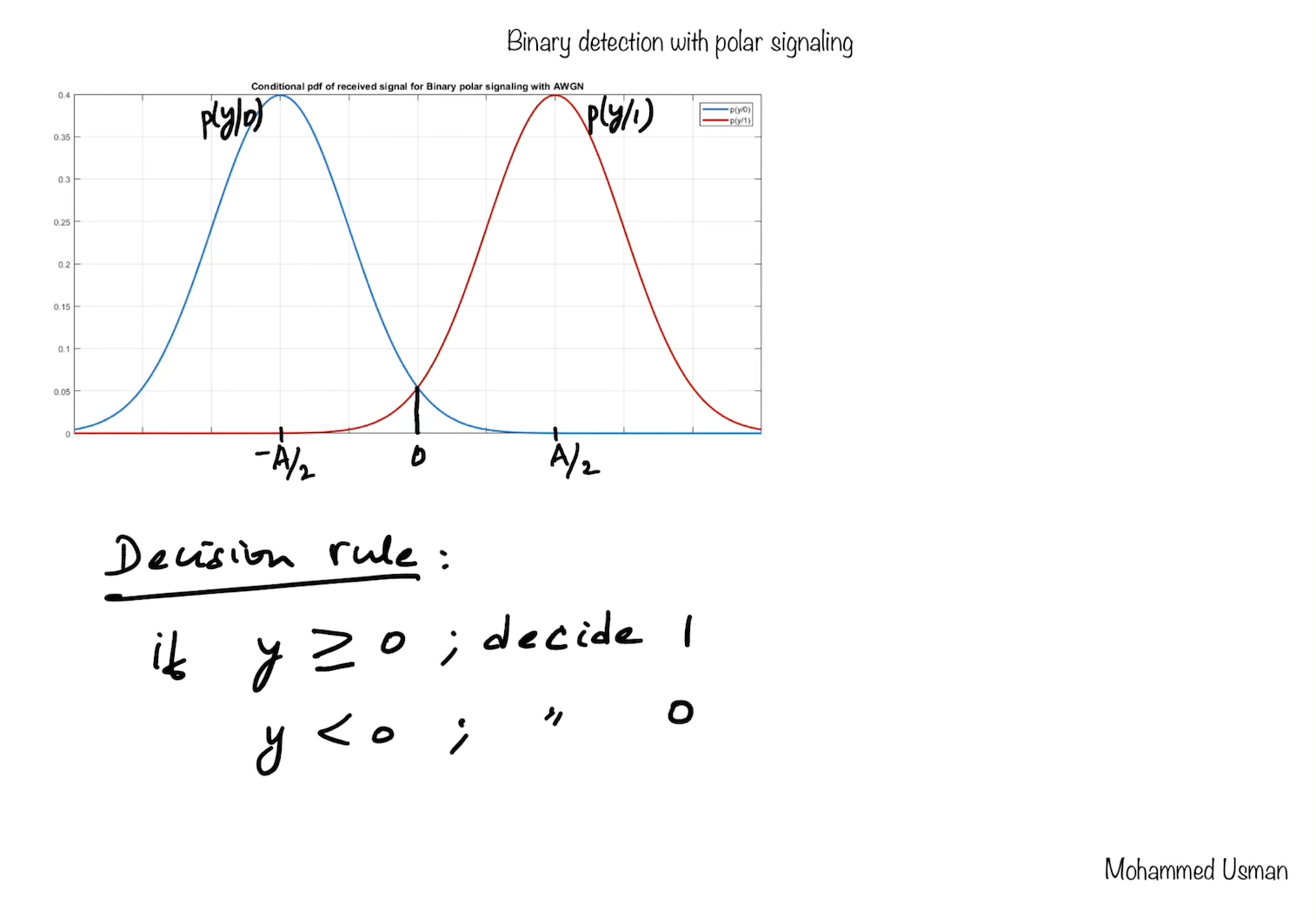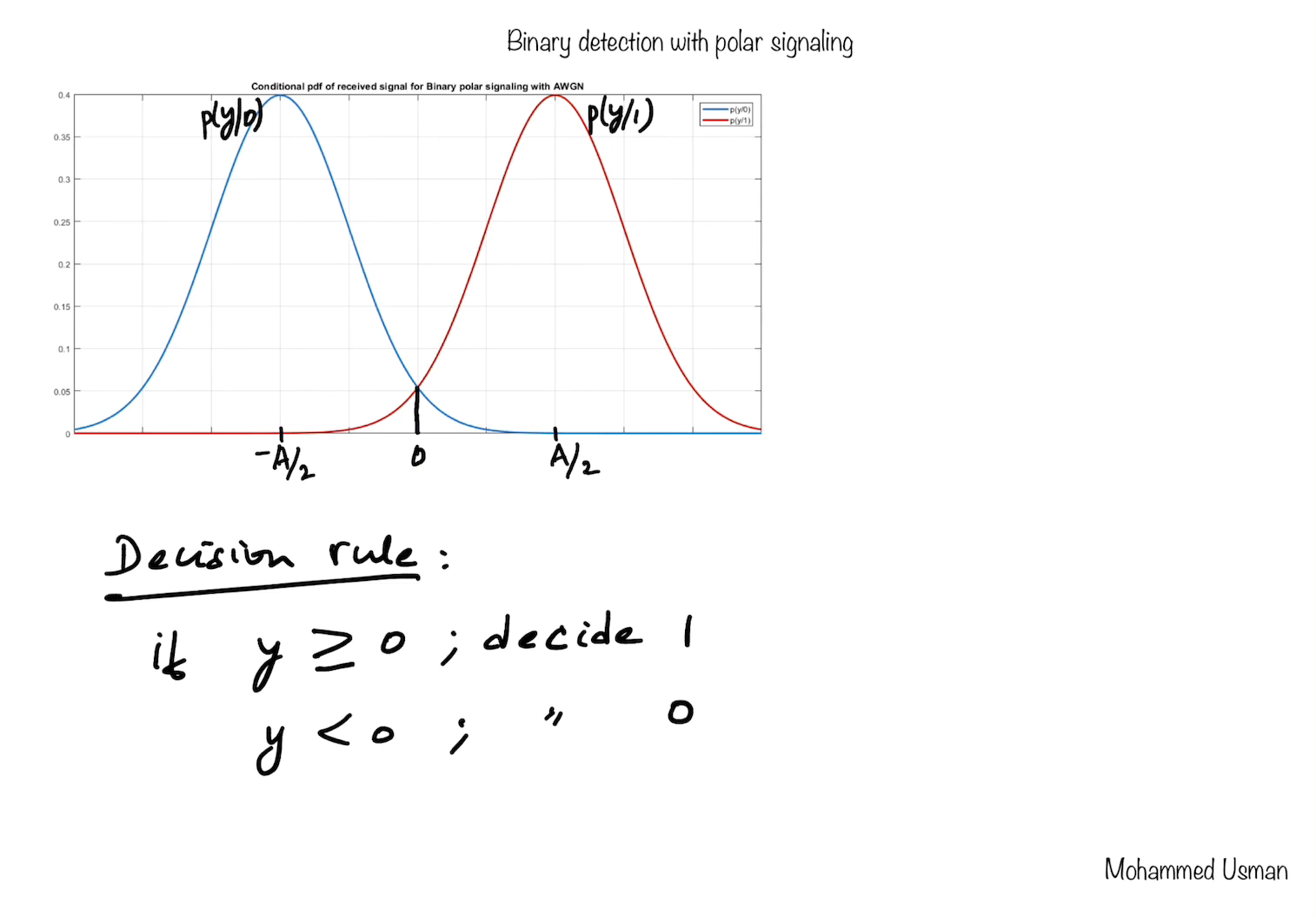Again, as a comparison with the unipolar case, in the unipolar case we had this as a 0 and this as a, and the threshold as a by 2. So everything has just got shifted in polarity now, because we now have it at minus a by 2 and plus a by 2, and the midpoint is now 0.